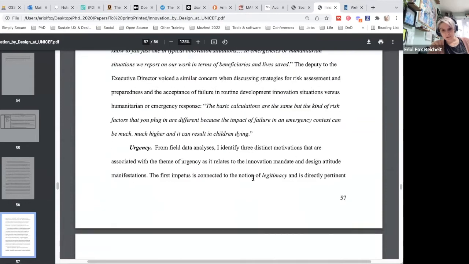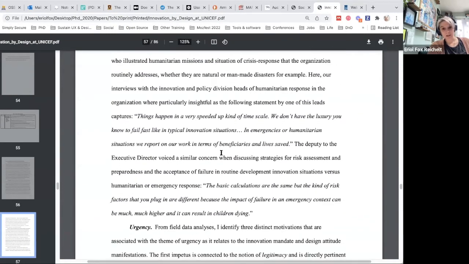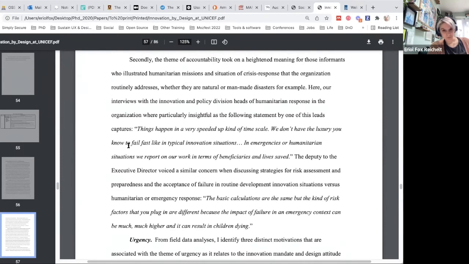On the next page, on 57, there are some comments about failing fast in typical innovation situations and how it's a luxury, and a little bit about monitoring and evaluation within humanitarian and human rights work. And that is how they measure success.